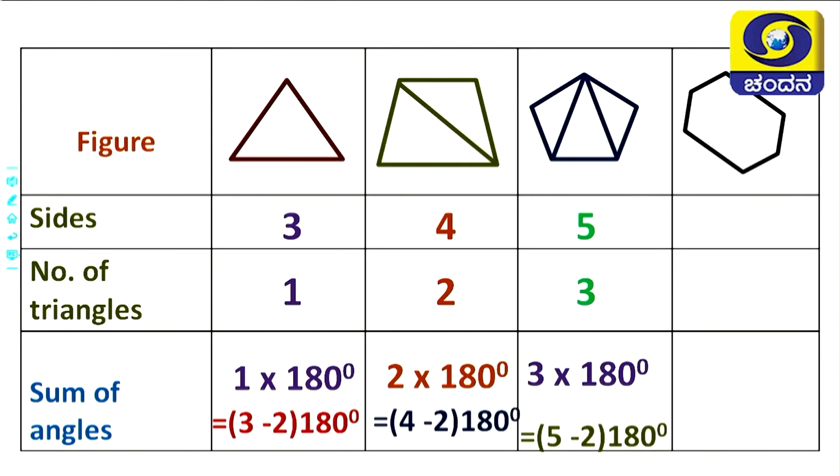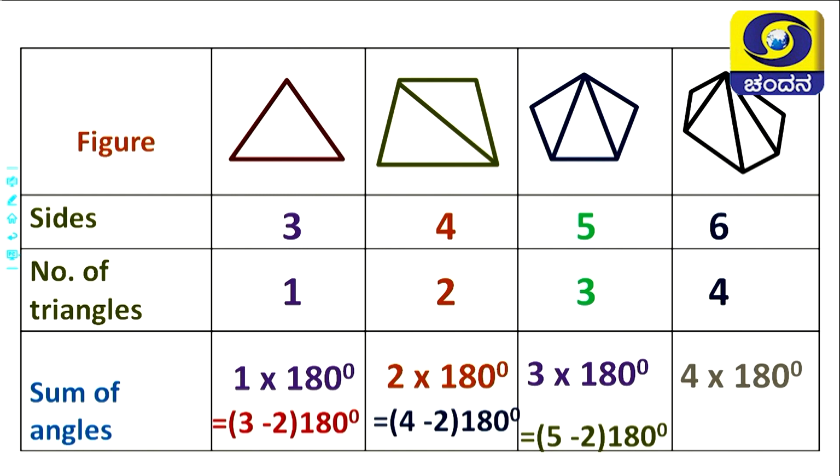It has 6 sides, and let us draw certain triangles here. How many triangles have I drawn here? Count the number of triangles. 1, 2, 3 and 4 triangles. Sum of angles is nothing but 4 into 180. Is it right? Then how can we write 4 in terms of number of sides? 4 can be written as (6 minus 2) into 180.